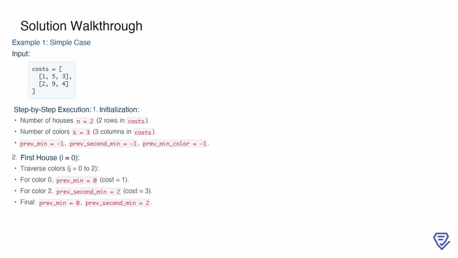Now, for the first house, we traverse through each color and calculate the minimum and second minimum costs. For color 0, the cost is 1, so prev_min gets updated to 0. For color 2, the cost is 3, so prev_second_min becomes 2. After processing all colors for the first house, the minimum cost is associated with color 0, and the second minimum is associated with color 2.